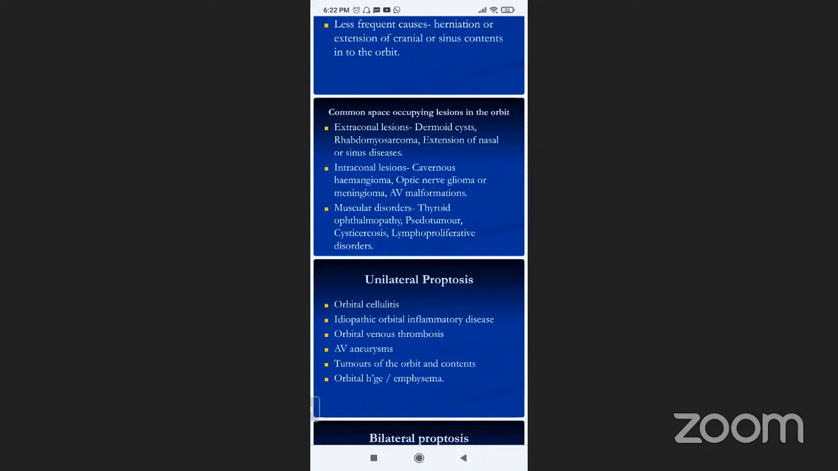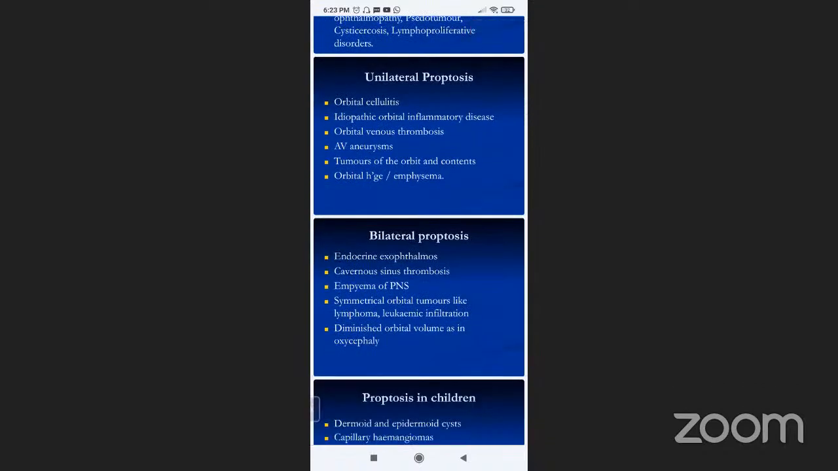You have to study this because these questions can be asked as 1-mark questions. Mention 4 causes for unilateral proptosis, 4 causes for bilateral proptosis, etc. So orbital cellulitis, idiopathic orbital inflammatory disease, orbital venous thrombosis, AV aneurysms, tumors of the orbit and contents, then orbital hemorrhage or emphysema. Coming to bilateral proptosis.